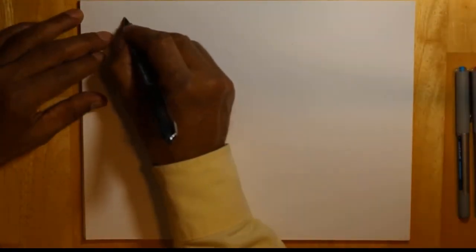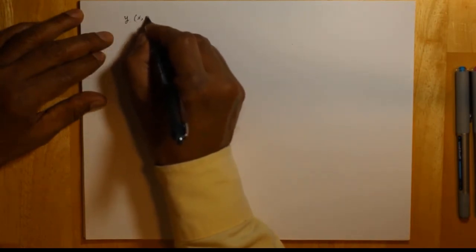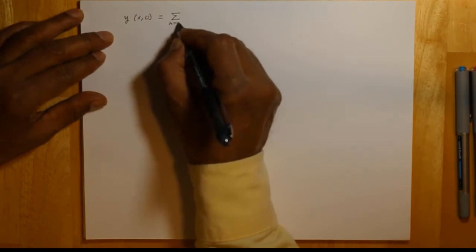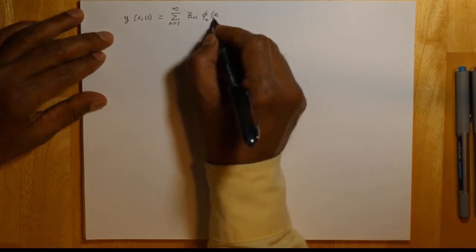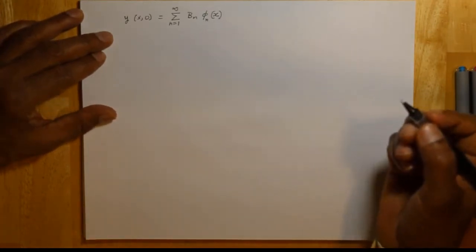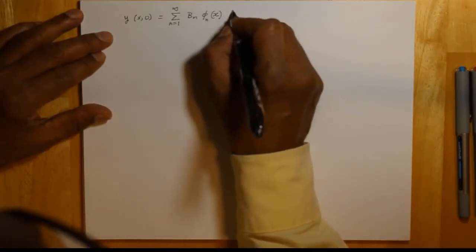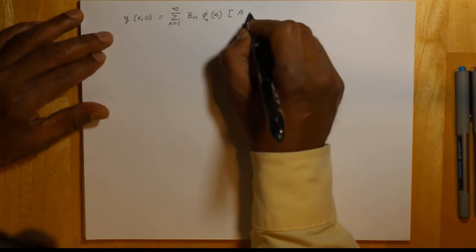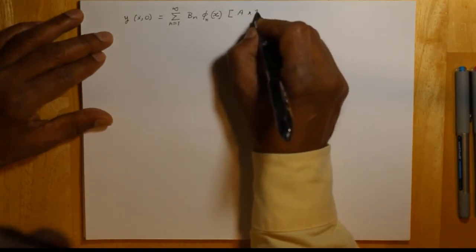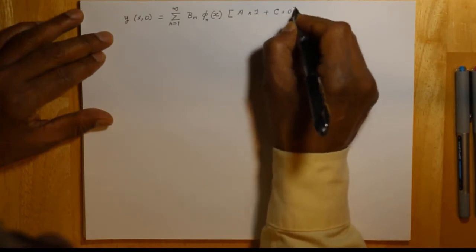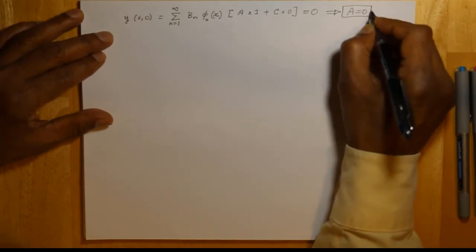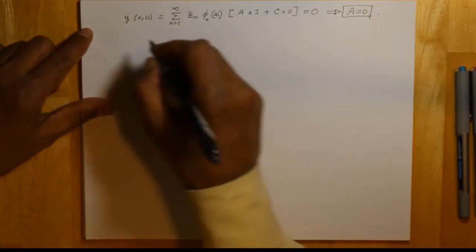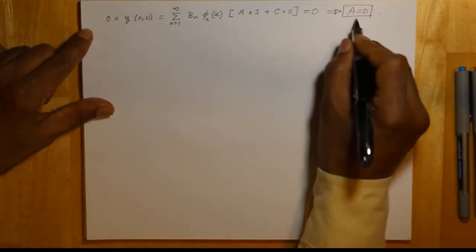All right, so let's look at satisfying y of x, 0 equals the sum from n equals 1 to infinity of Bn phi n of x. Then we have a times 1 plus c times 0, and this equals 0. That means a is equal to 0.